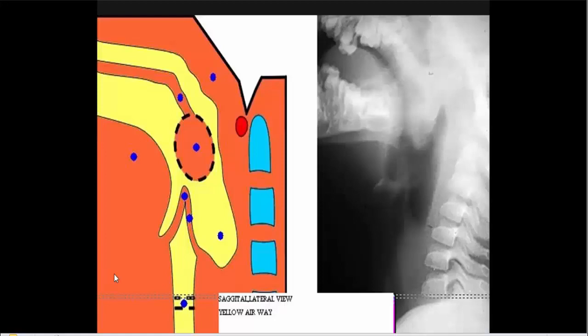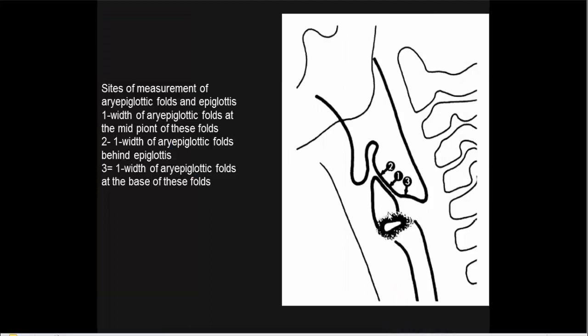of epiglottitis in adults. As we see, this is the epiglottis, and this is the area of the supraglottic larynx. This is the measurement of the area of the aryepiglottic fold and epiglottis.